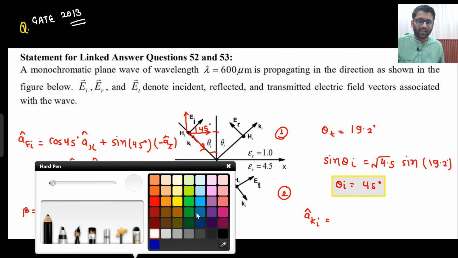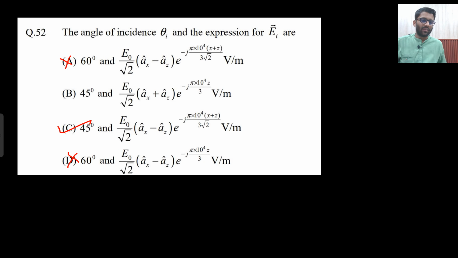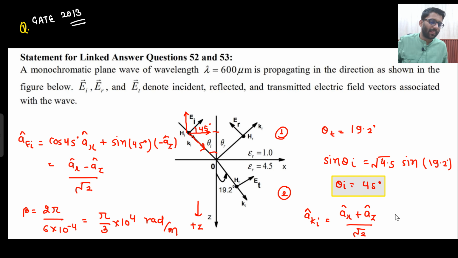So directly I am writing down the direction. You can write it on your own. That would come out to be (a_x cap plus a_z cap) divided by under root 2. So this under root 2 is coming from here. Now here I need to write down k dot r. So what will be my k_i dot r? That would be (x plus z) divided by under root 2. I hope you understood how I wrote down this direction.